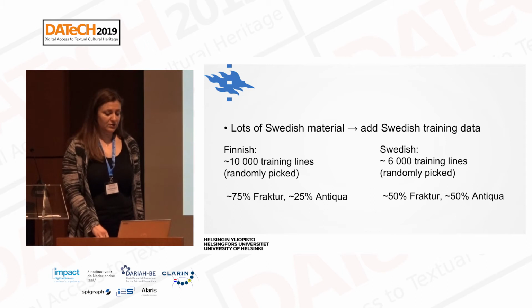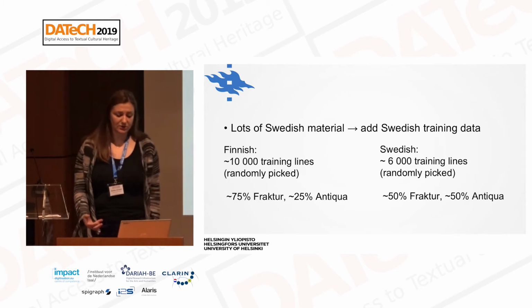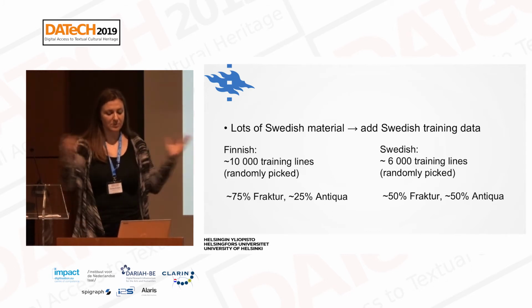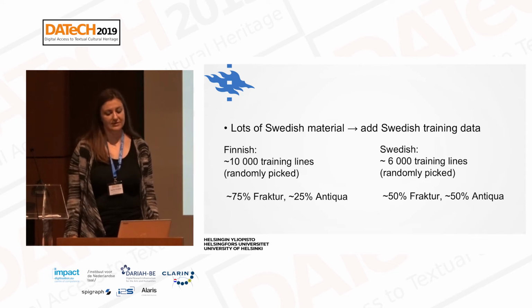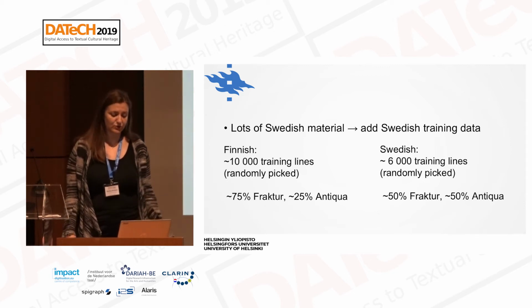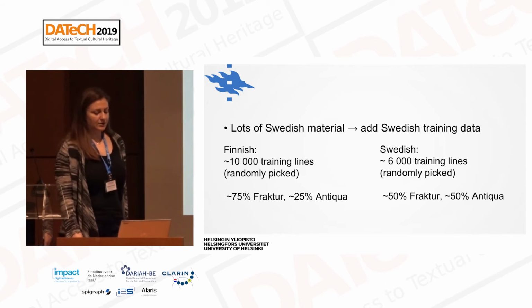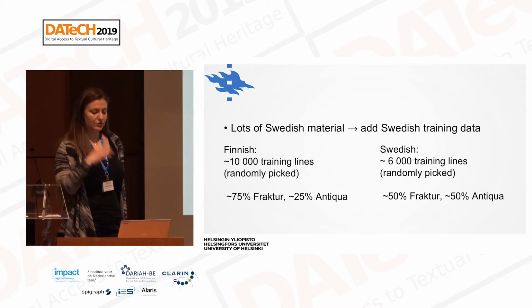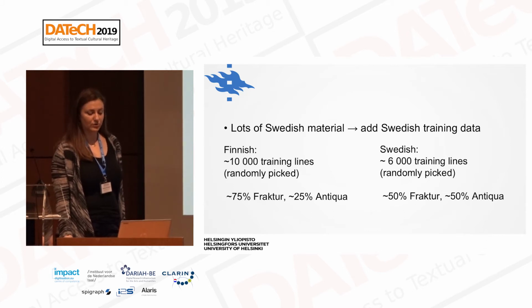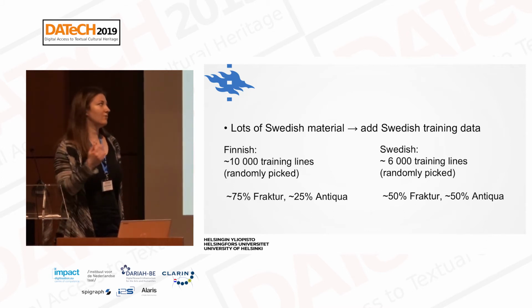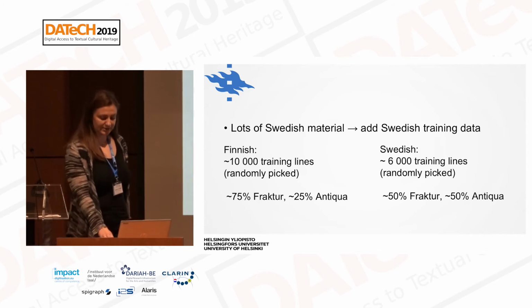But also, because there is lots of Swedish material in the corpus, now we wanted to add Swedish training data. So beforehand, we had 10,000 Finnish training lines randomly picked, and now, the same way, we randomly picked 6,000 Swedish training lines. We also analyzed those lines to see how much Fraktur and Antiqua there were. We found that for Finnish, 75% of the randomly picked lines were Fraktur and 25% Antiqua, while for Swedish, it was around 50-50%.